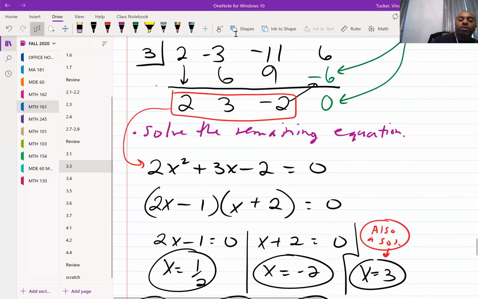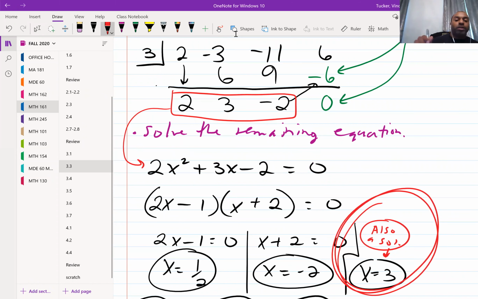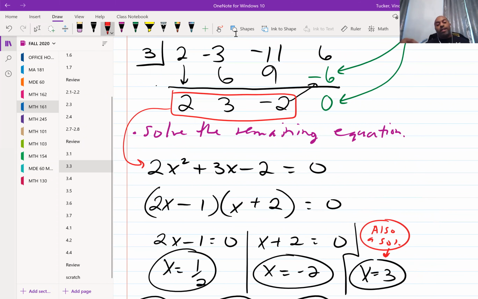Set both parts equal to 0. And there you have your 2 other solutions. Also, don't forget, x equal to 3 was a solution. If they ask you to write down all of your solutions and you leave out x equal to 3, they will mark it wrong, because that is one of the solutions, even though they gave it to you. So make sure you write down all of your solutions.